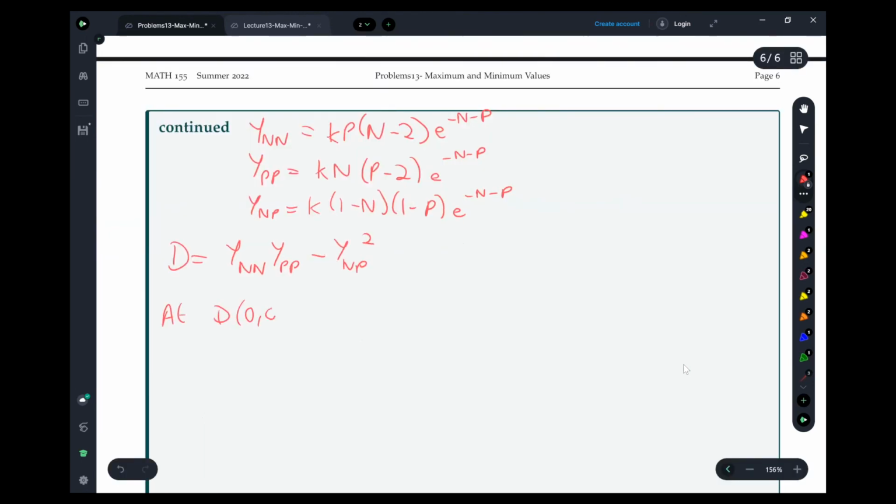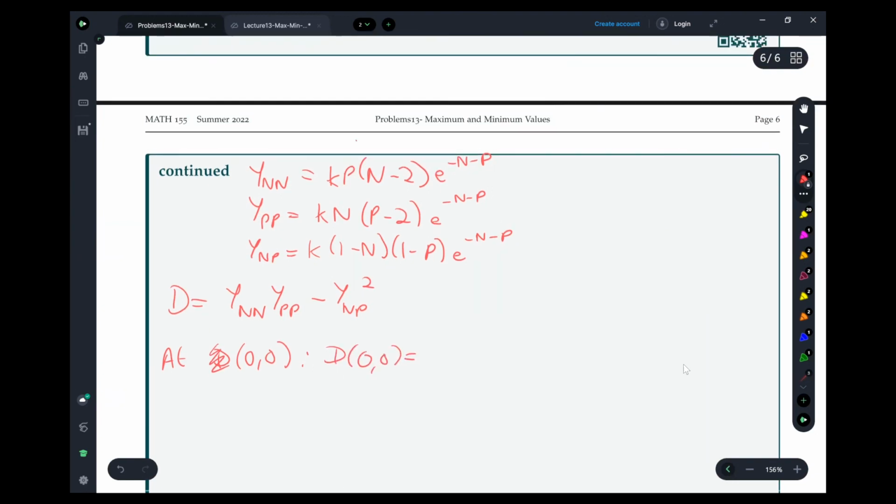Okay, so if we then substitute these into our discriminant at 0, 0, D of 0, 0 is going to be equal to, well, because we've got a p here and an n here, the y sub nn and y sub pp are both going to be equal to 0. And this term here is going to be positive. So we're going to be taking away something positive, whatever it is, squared. That's fine. So this is going to be negative. So that tells me that this is a saddle point.